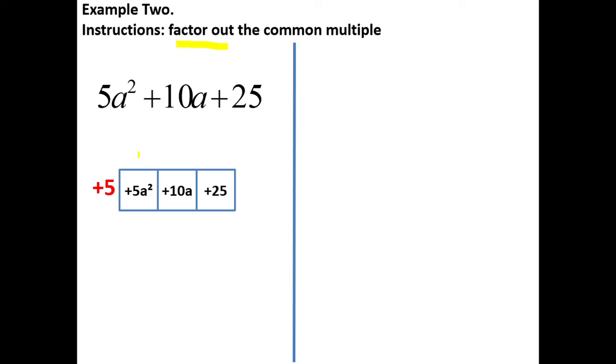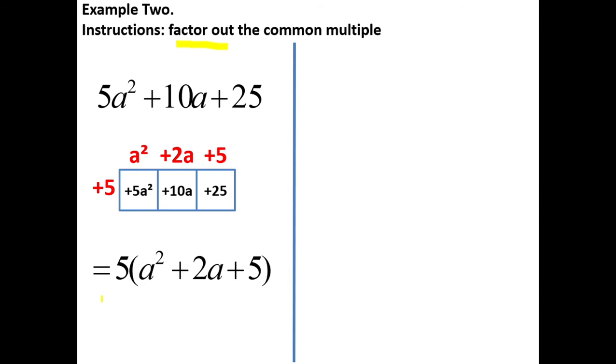So 5 times what gives you 5a squared? Well, 5 times a squared gives you 5a squared. Okay, how about for the second one? 5 times what gives you 10a? 2 times 5 is 10, but you're also going to need an a because you got an a here in the answer. So 2a, 5 times 2 gives you 10, and a. So it's 10a. And the last one, 5 times what gives you 25? 5 times 5 is 25. Positive times positive is positive. So we factored out a 5. So this expression up here at the top changed into that. 5 multiplied times this quadratic.